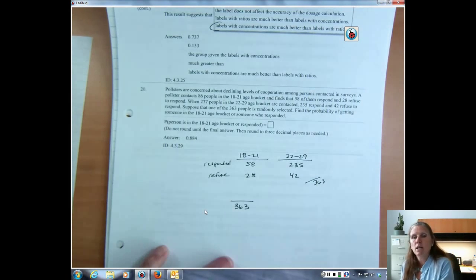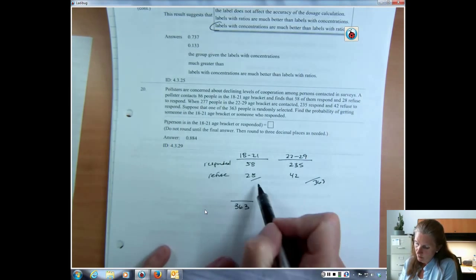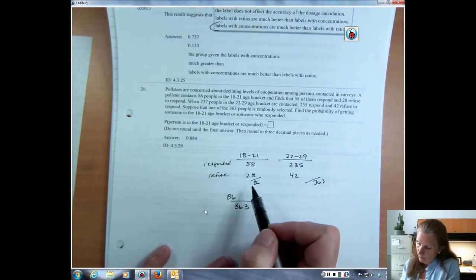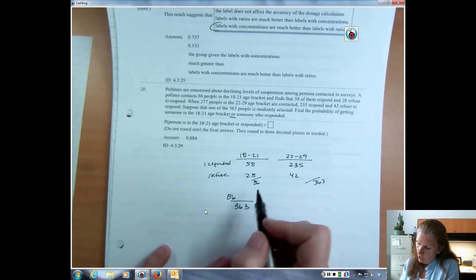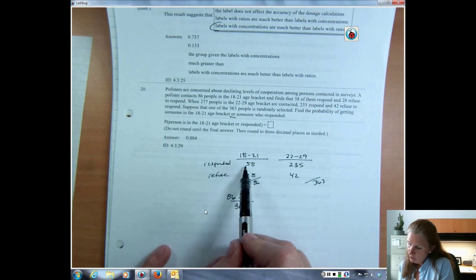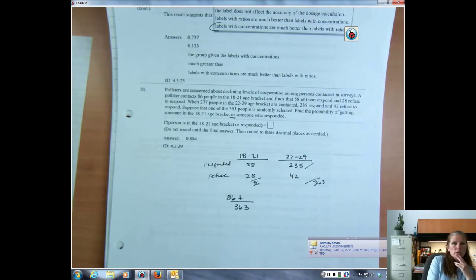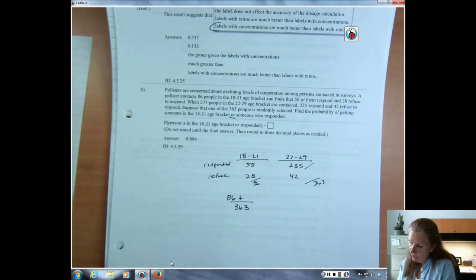That's the total. What's the probability that someone is in the 18 to 21 bracket or responded? Well, 18 to 21 was 86 people. So 86 people are in that. That's one of the possibilities. The or tells us we're adding. So or they were responding. So then we have these people that responded, but be careful because we already used the 58, right? We used the 58 when we added them in here.